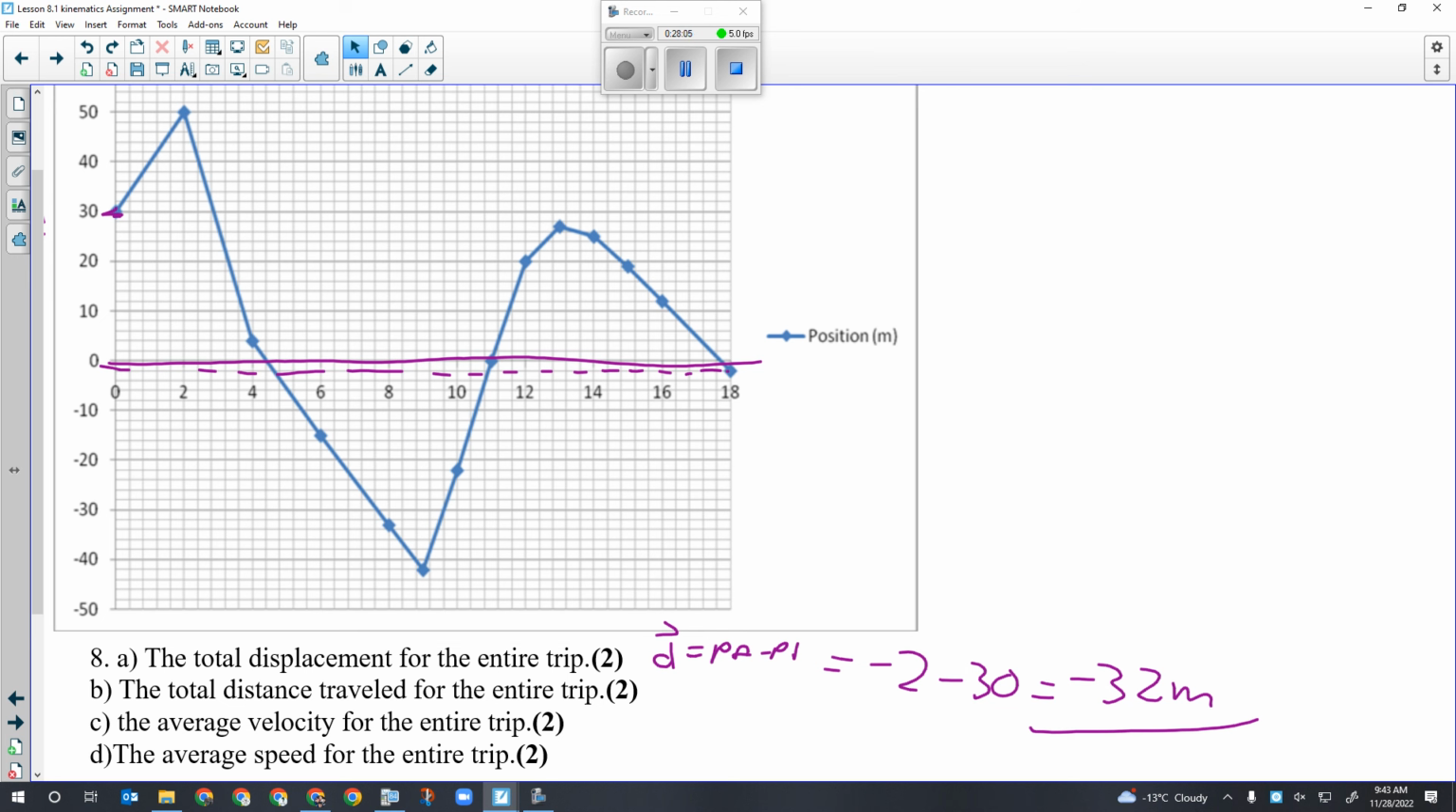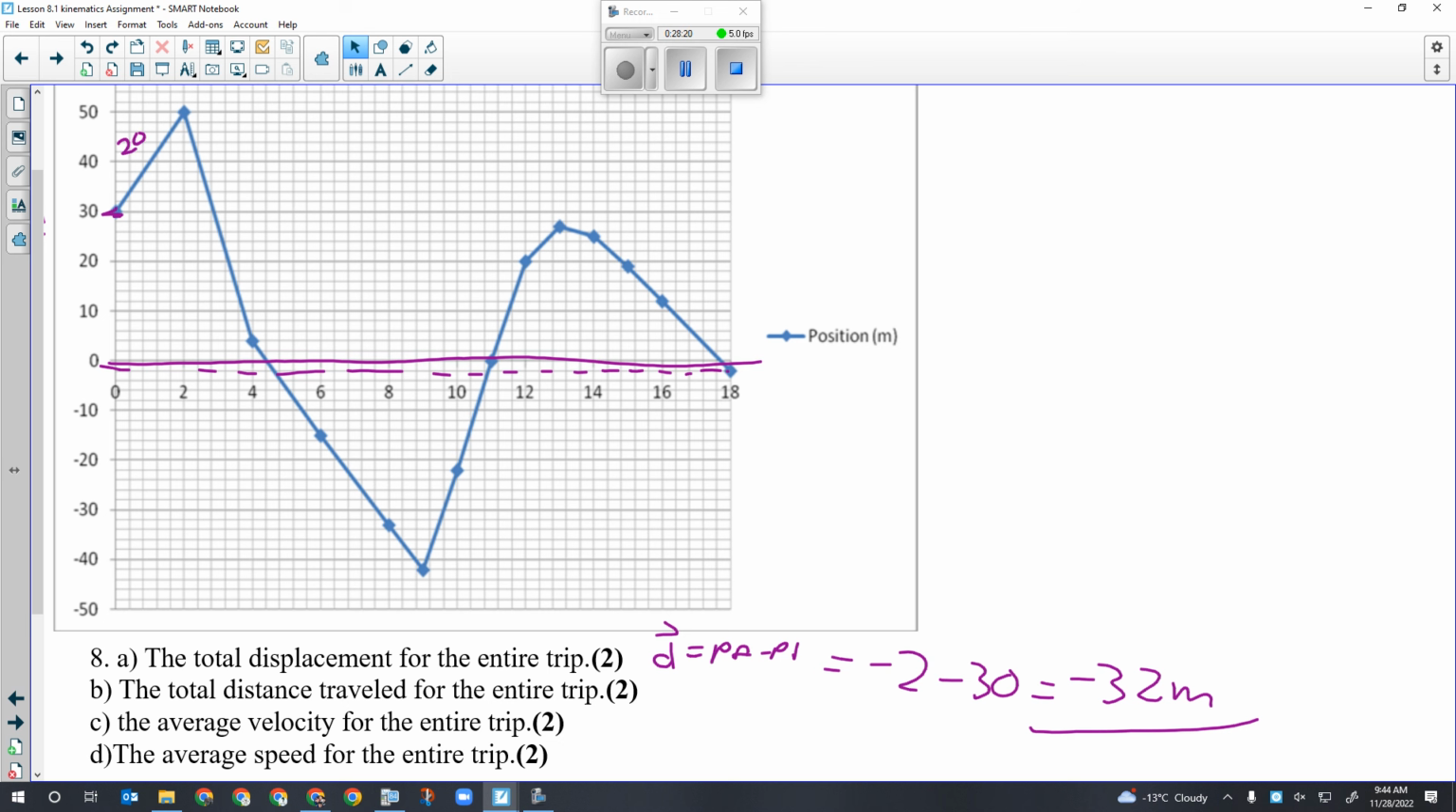Total distance traveled for the entire trip. Does that involve breaking this down piece by piece? Right, because it's scalar. I need to know how far I went in each part, so like the change in position for each part of this graph. So from this one here, I went from 30 to 50.